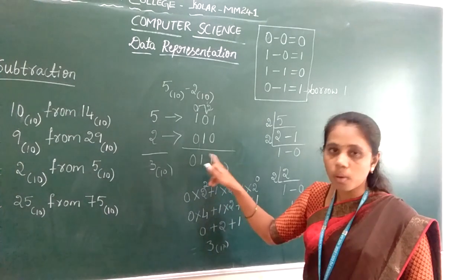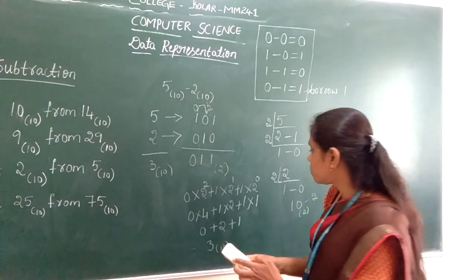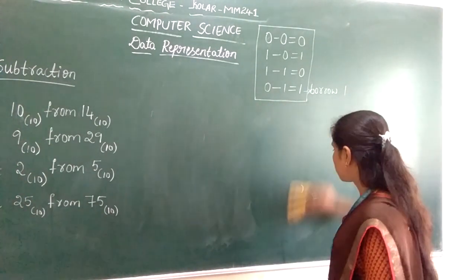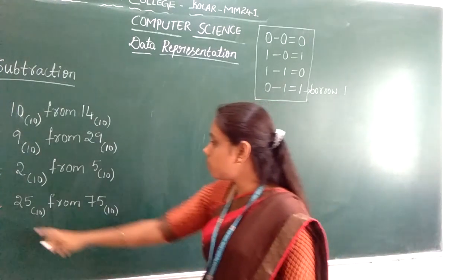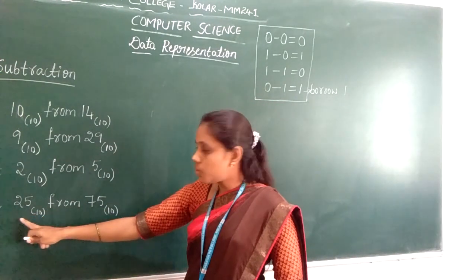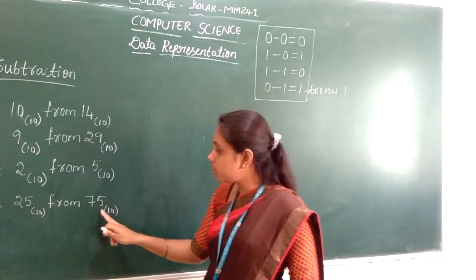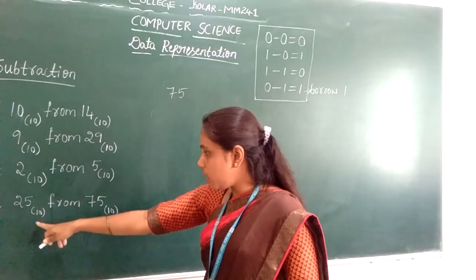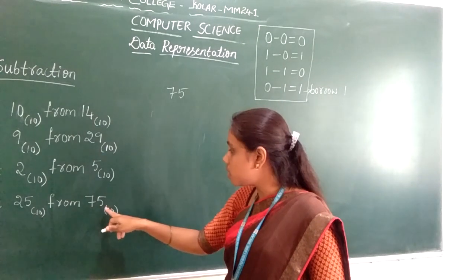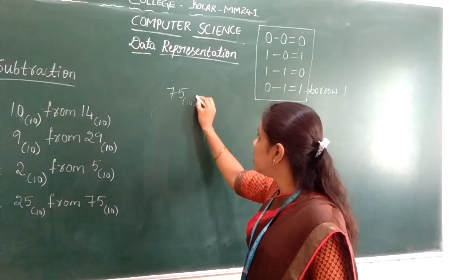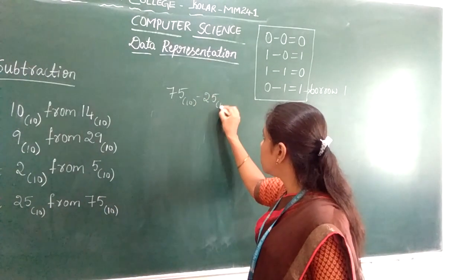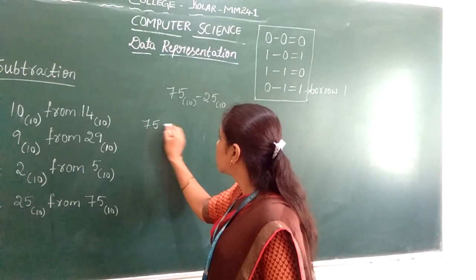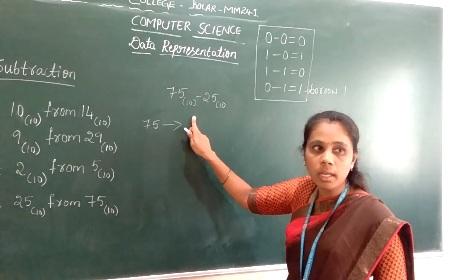Next, this is the third problem. We'll see the next problem. The fourth problem is subtract 25 from 75. That means we are subtracting 25 from 75, that is 75 minus 25. So consider 75 and convert this 75 to a binary value.